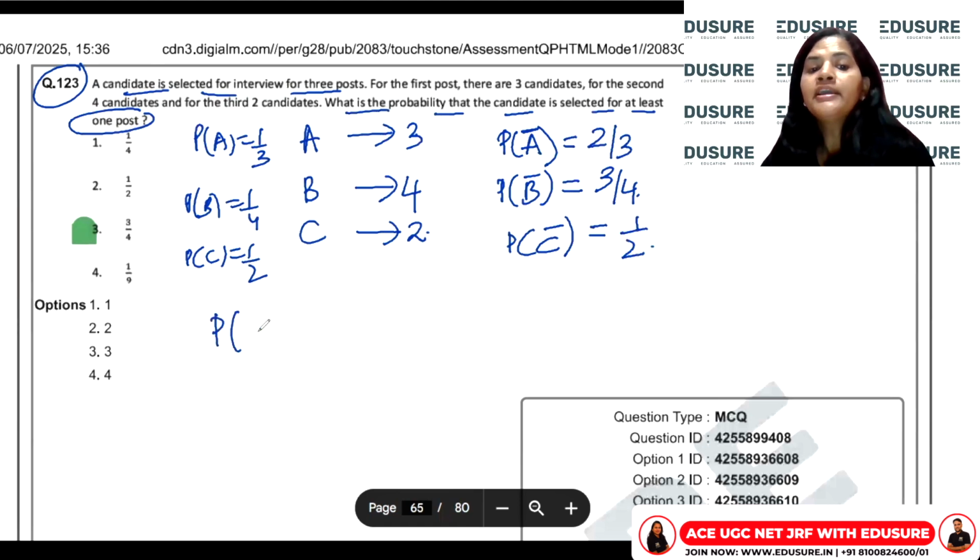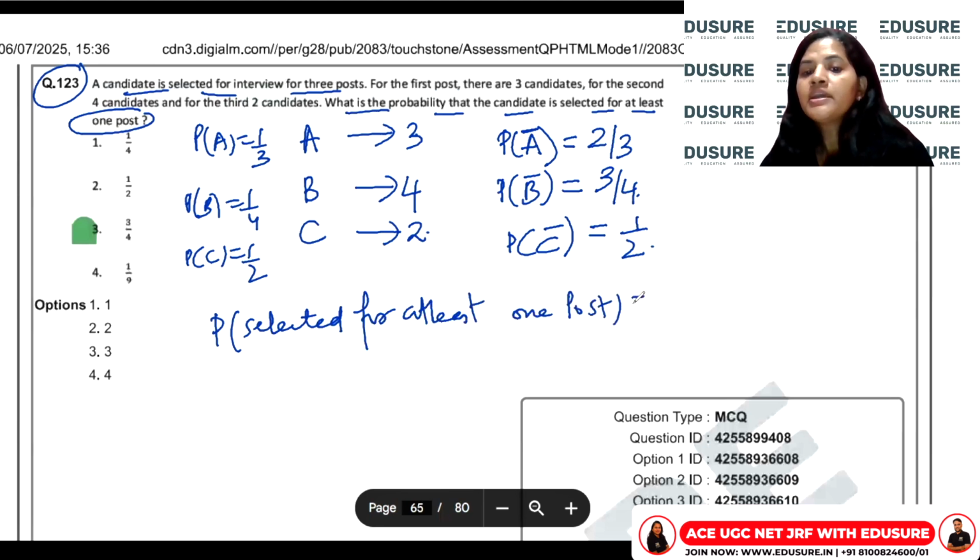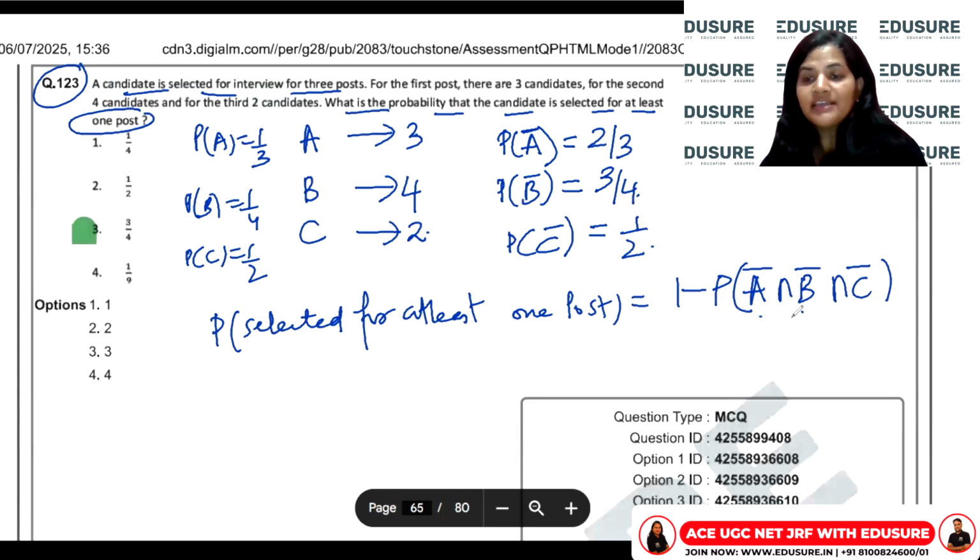So probability selected for at least one post is equal to 1 minus probability A bar intersection B bar intersection C bar. Why intersection? Because these events are simultaneous events. We don't want a person to be selected for any post. So all the 3 events have to happen simultaneously.